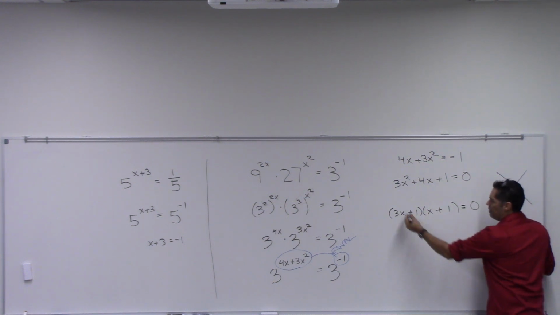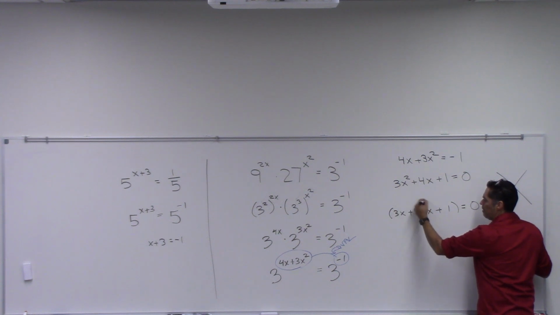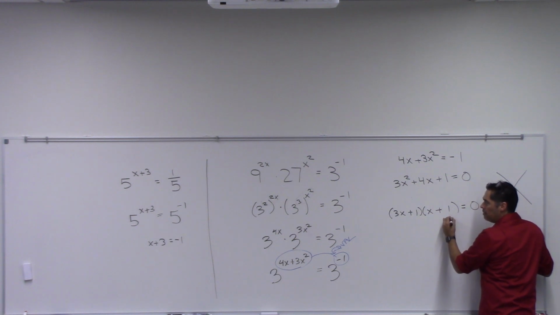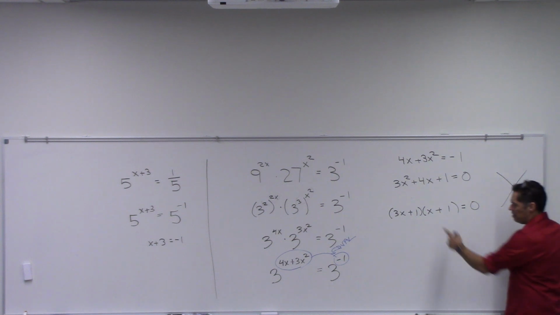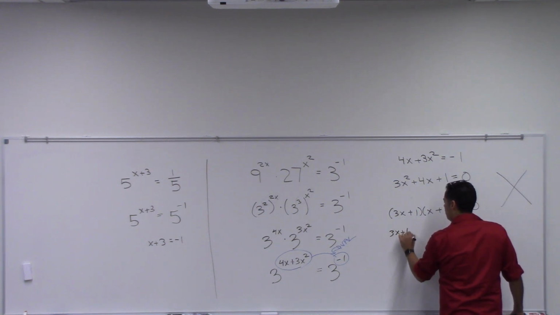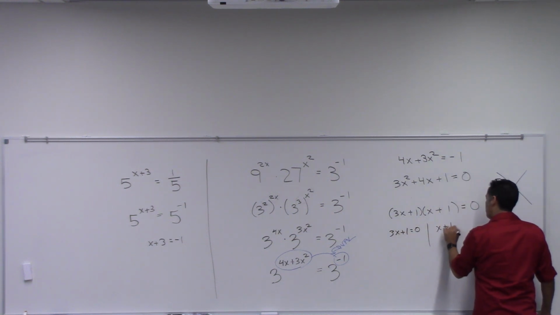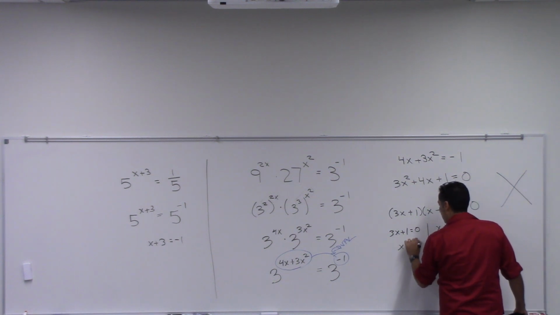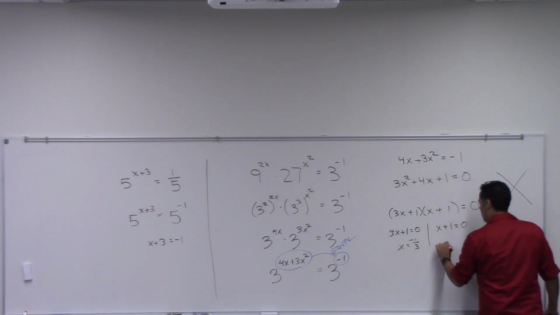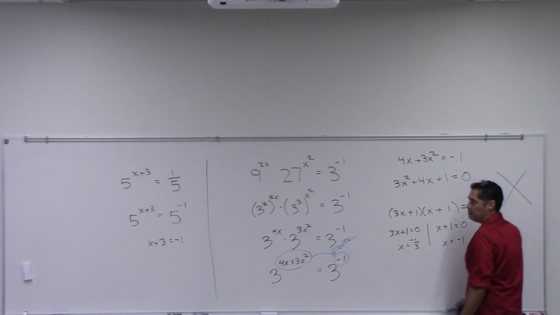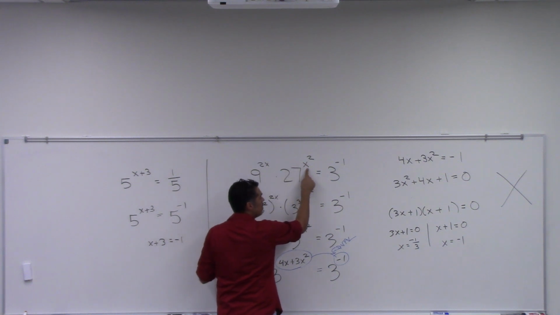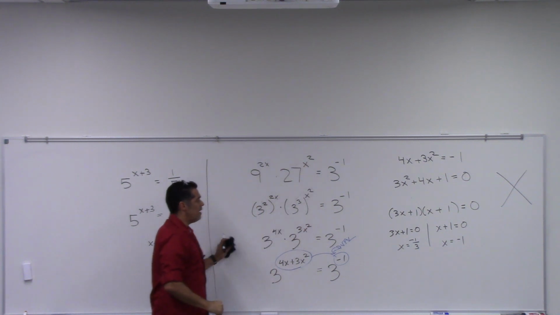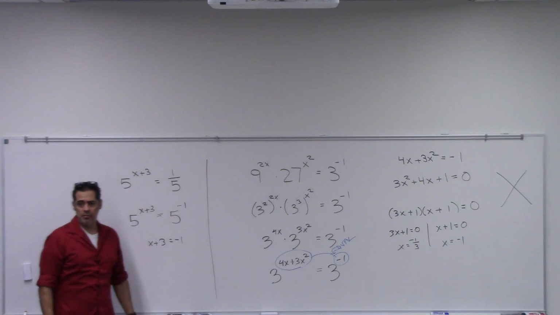So you can check for yourself, when you multiply this together, you get 3x squared, then you get 3x, then 1x, then 1. And so this does, in fact, work. Now you set each of these equal to 0. And you get x is negative 1/3 and x is negative 1. We have two solutions. So that means if I plug negative 1/3 in here and negative 1/3 in here, this should be true. If I plug in negative 1, it should be true.